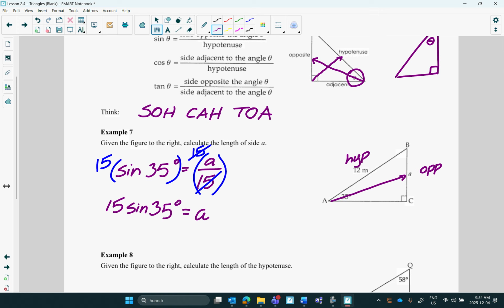And remember, you should have a calculator. It should be in degrees all the time. We're just going to do degrees here.